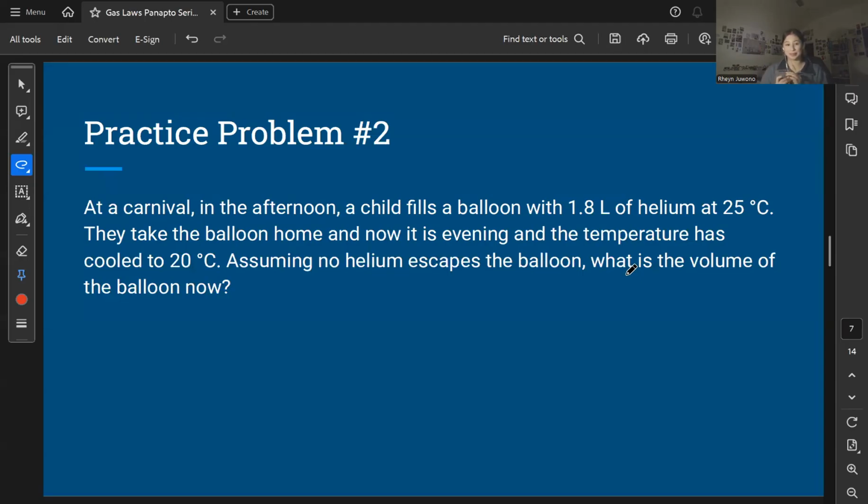Okay, let's try a practice problem. At a carnival in the afternoon, a child fills a balloon with 1.8 liters of helium at 25 degrees Celsius. They take the balloon home, and now it is evening, and the temperature has cooled to 20 degrees Celsius. Assuming no helium escapes the balloon, what is the volume of the balloon now?